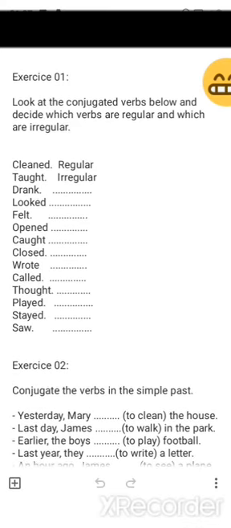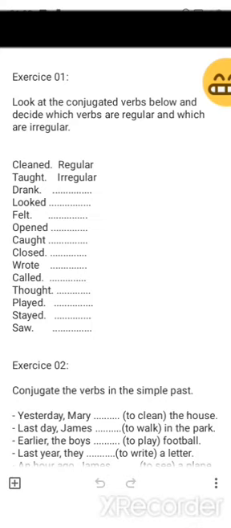And here is an exercise for us to distinguish between regular and irregular verbs, and we have a rule to stick to decide which verbs are regular and which are irregular. The instruction says look at the conjugated verbs below, and they are conjugated in the simple past, and decide which verbs are regular and which are irregular. The list is cleaned, taught, drank, looked, felt, opened, caught, closed, wrote, called, thought, played, stayed, and saw.